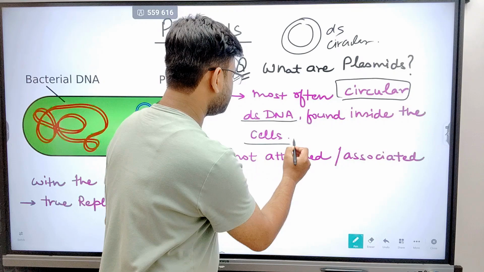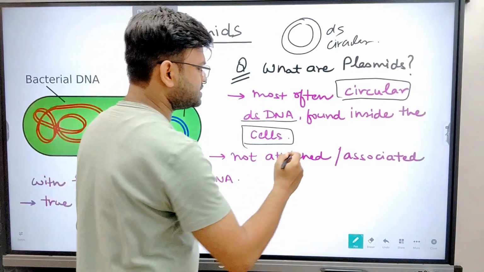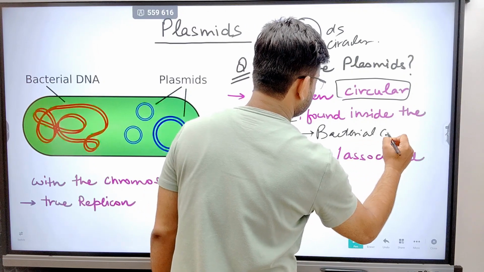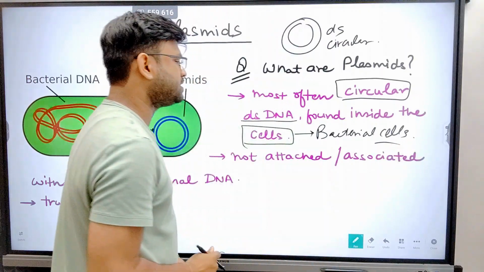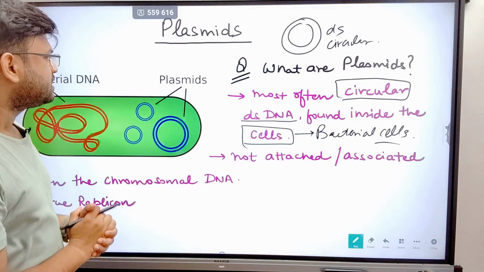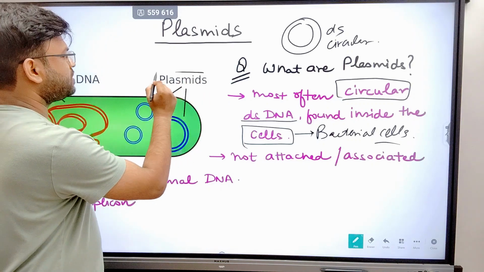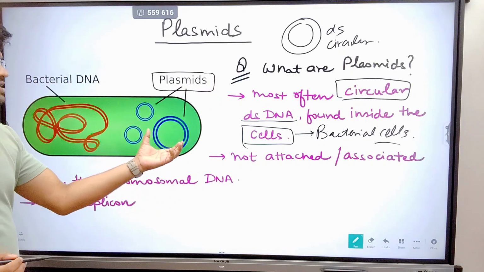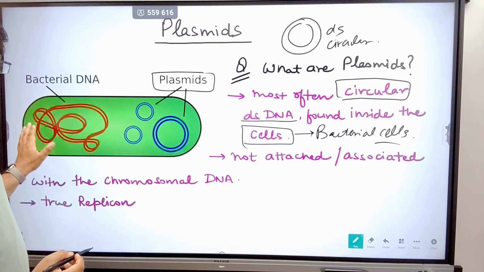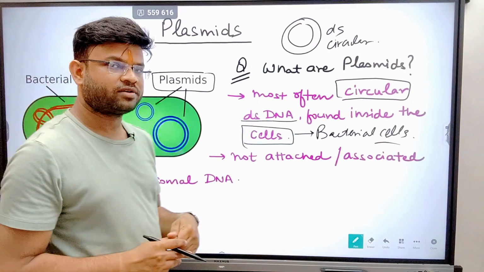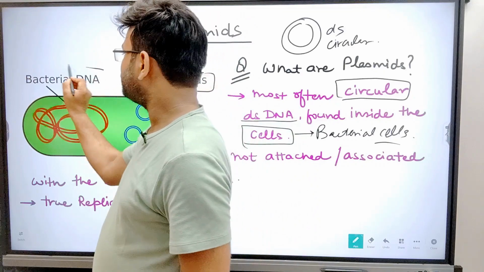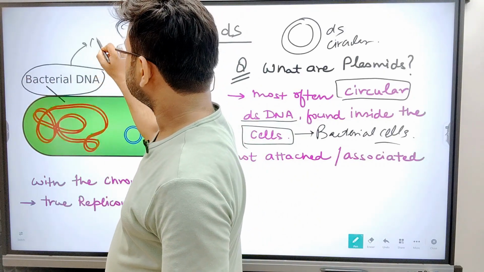Which cells? Generally they are present inside the bacterial cells. Now you will say, can you show us a diagrammatic representation of this? You can see that this is a bacterial cell, and in the bacterial cell this is a plasmid that has been shown over here. These are circular double-stranded DNA structures. Now you might be wondering what this structure drawn in red color is. This is actually the bacterial DNA. When I say bacterial DNA, I want you to understand that this is the chromosomal material.